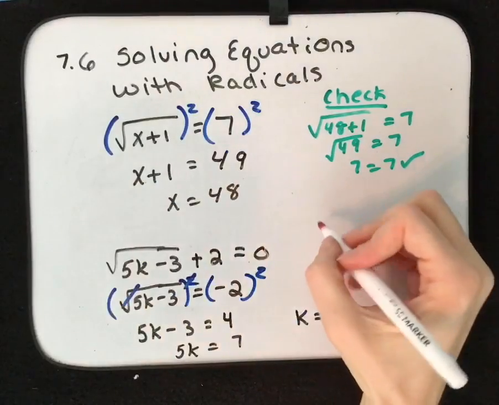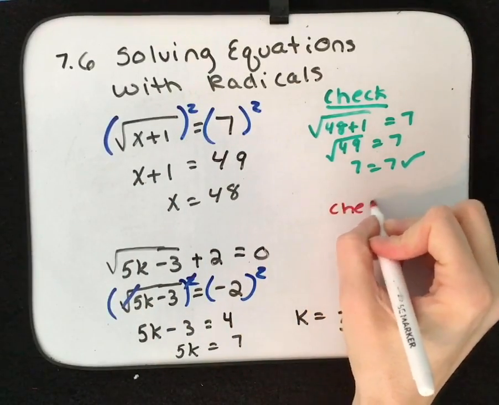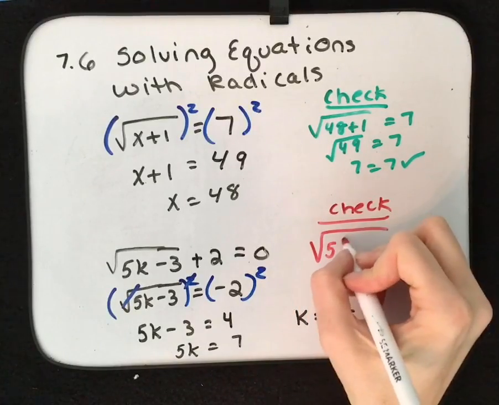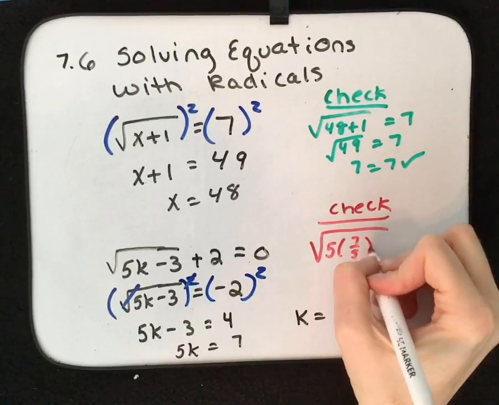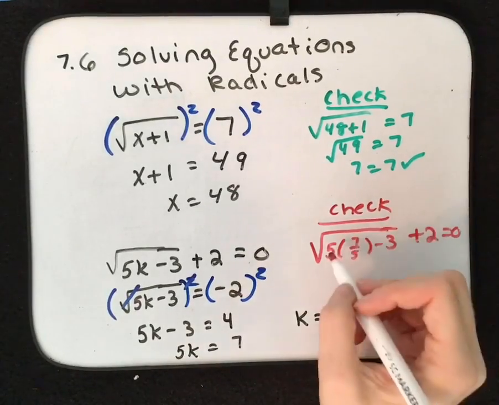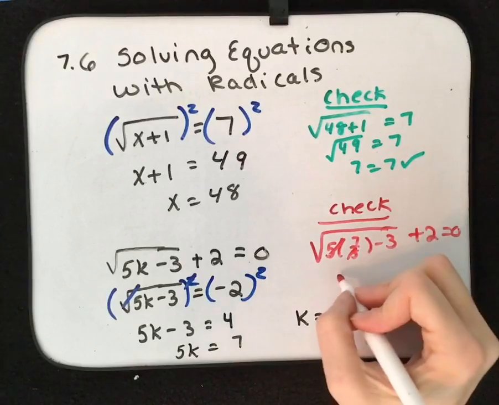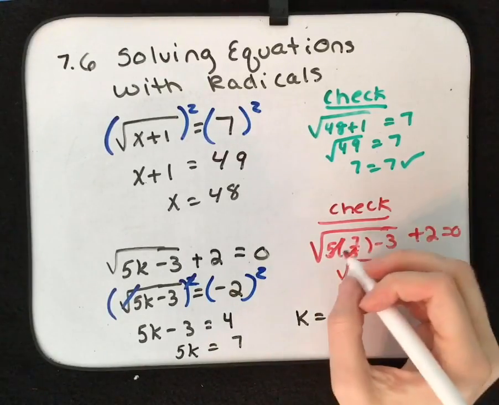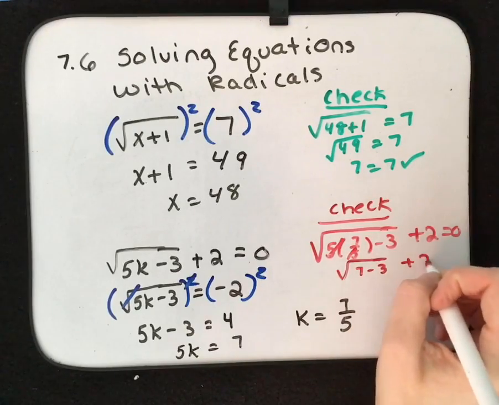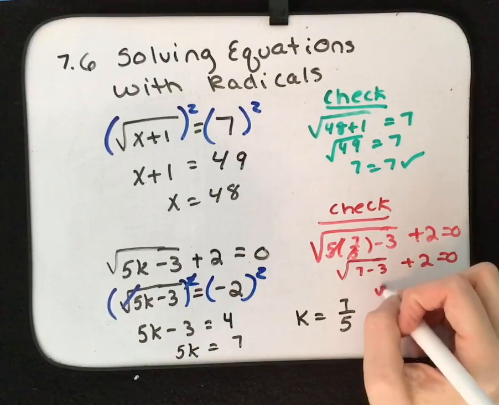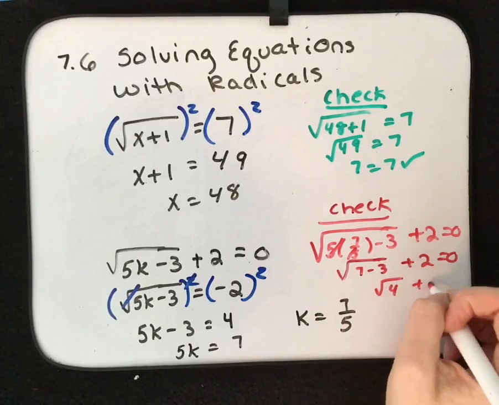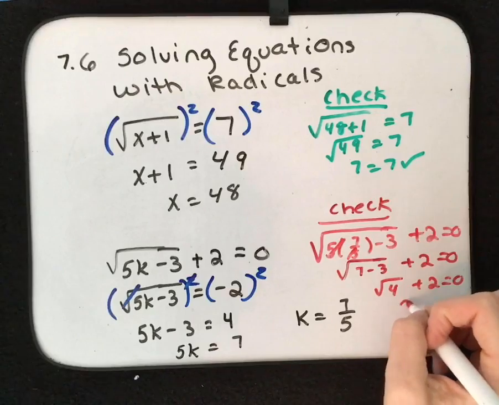So here I have, for the check, the square root of 5 times 7/5 minus 3 plus 2 equaling 0. So those cancel. So that's going to give me the square root of 7 minus 3 plus 2. So the square root of 7 minus 3 is 4. The square root of 4 is 2.